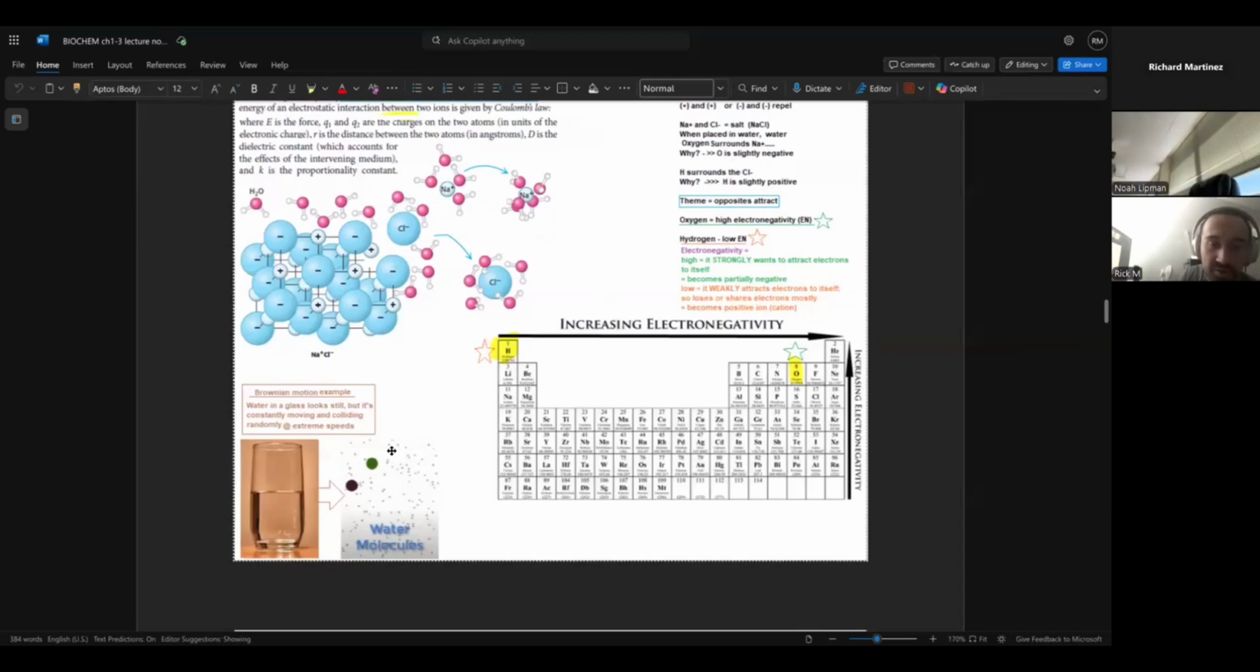Okay. Brownian motion, we'll see these little dots right here. When we look at this clear water, we'll see all these dots. Really, that's the water for Brownian motion. It's just water in a glass that looks like it's still, but the molecules are constantly colliding at extreme speeds. So this is really what you're looking at when you're looking at water.